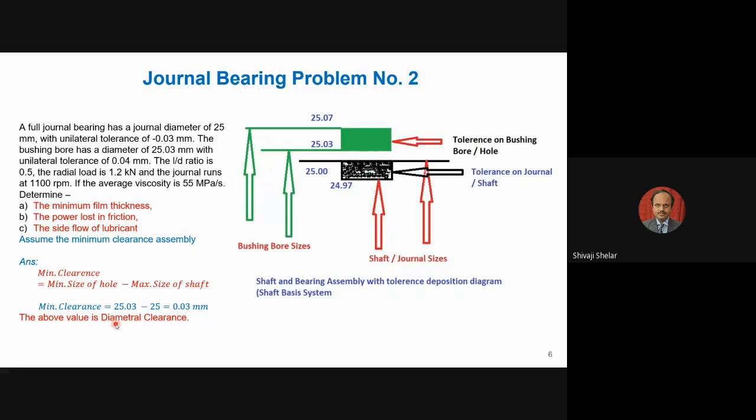Similarly, you calculate the clearance value here, and here you get the clearance value. This clearance value is a diametral clearance value. Please remember, this is not a radial clearance value, otherwise you will make a mistake. So the above value is a diametral clearance. It is not a radial clearance. With this, we can do the similar analysis that we did for the previous problem. Only this thing is different.